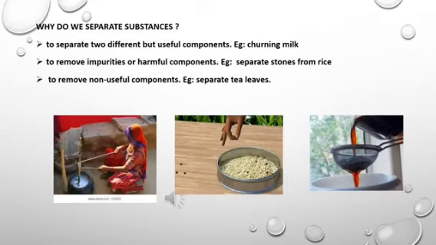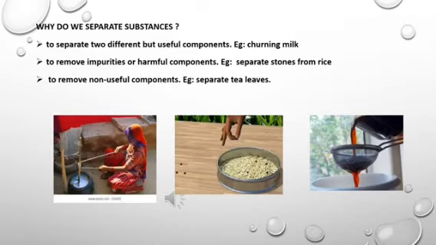Why do we separate substances? We separate substances so that we are able to obtain two different but useful components. The best example would be churning milk. What is churning milk? It is the process of shaking up cream to make butter. So we get two products, butter and buttermilk, both of which are useful to us. So we are separating two useful components.